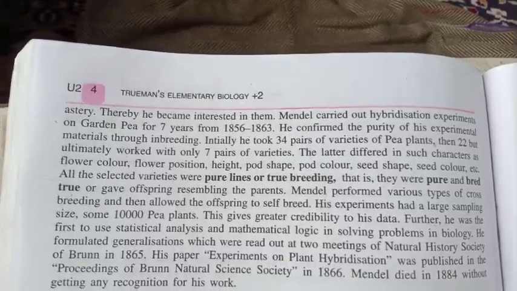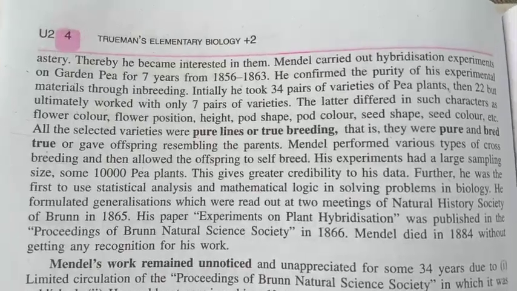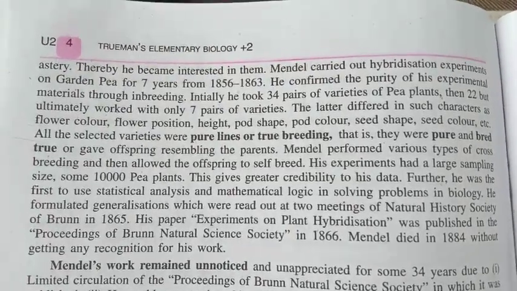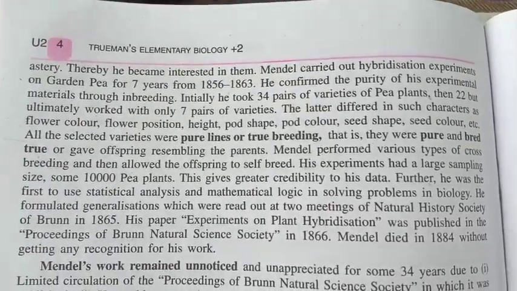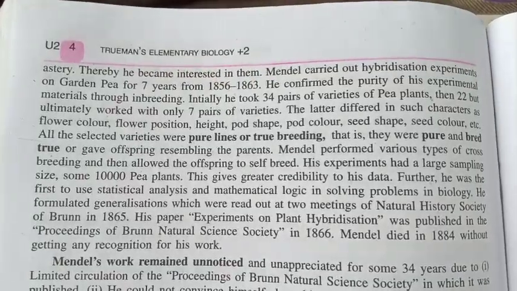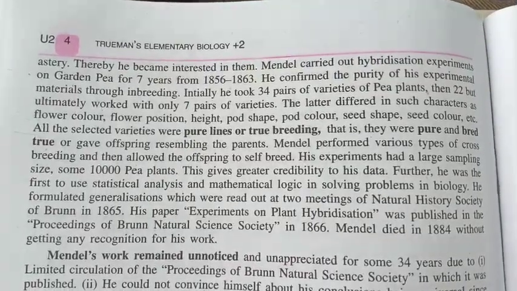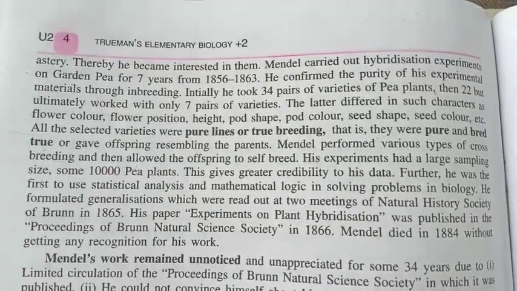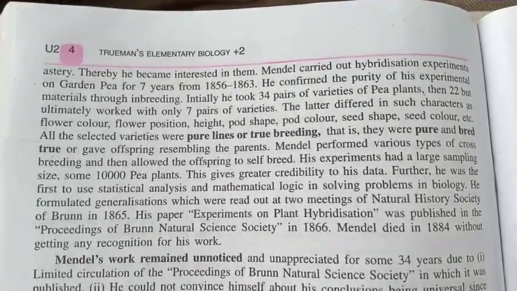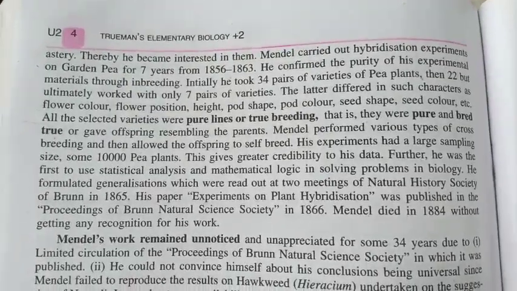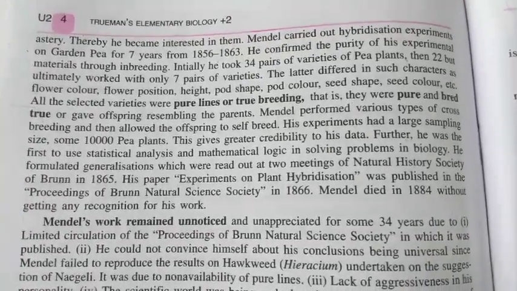Mendel carried out hybridization experiments on garden pea for 7 years from 1856 to 1863. He confirmed the purity of his experimental materials through inbreeding. Initially, he took 34 pairs of varieties of pea plants, then 22, but ultimately worked with only 7 pairs of varieties. The latter differed in such characters as flower color, flower position, height of the plant, pod shape, pod color, shape of the seeds and seed color.